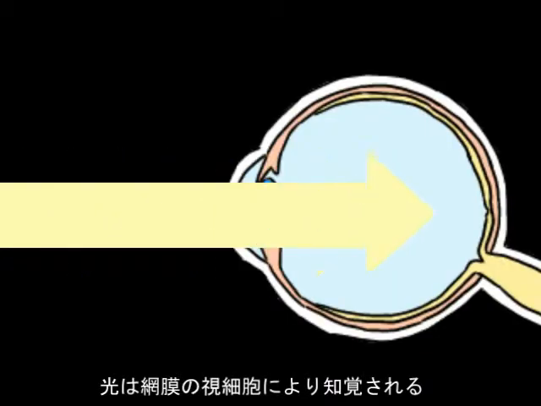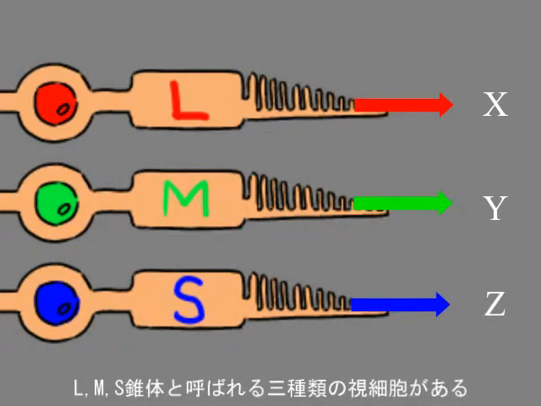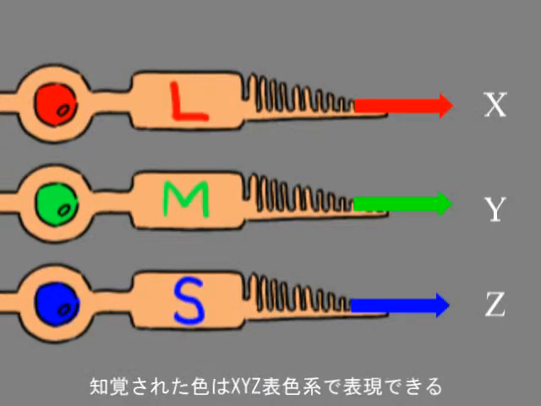Perception of light is caused by the photoreceptors of the retina. There are three kinds of photoreceptors called L, M, and S cones. The human brain perceives color from such three stimuli. Color perception can be represented in XYZ color space.